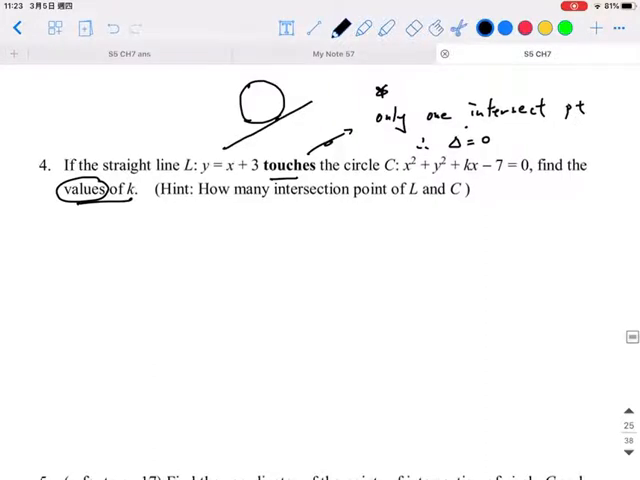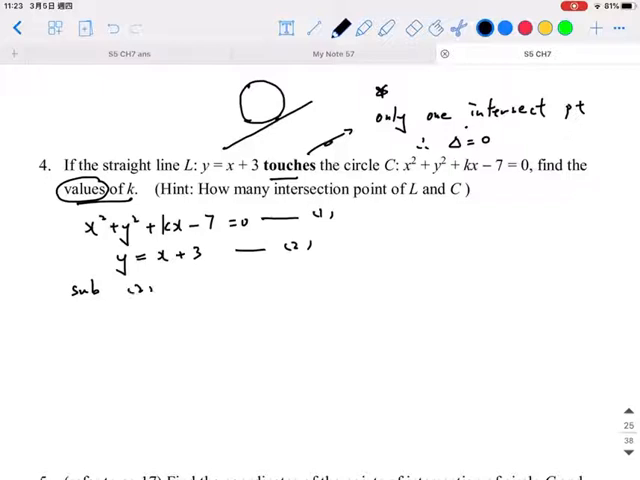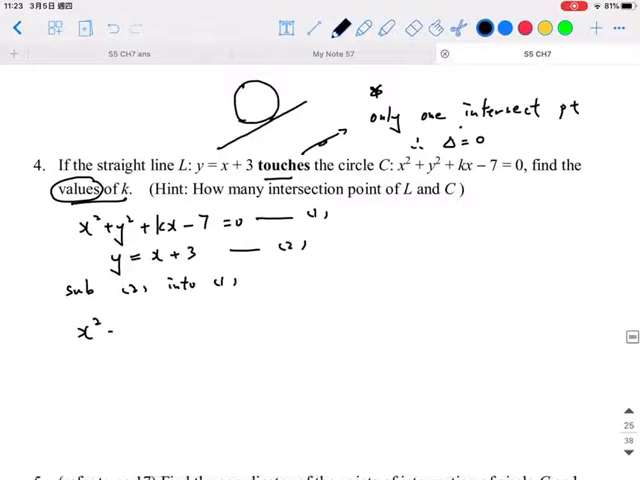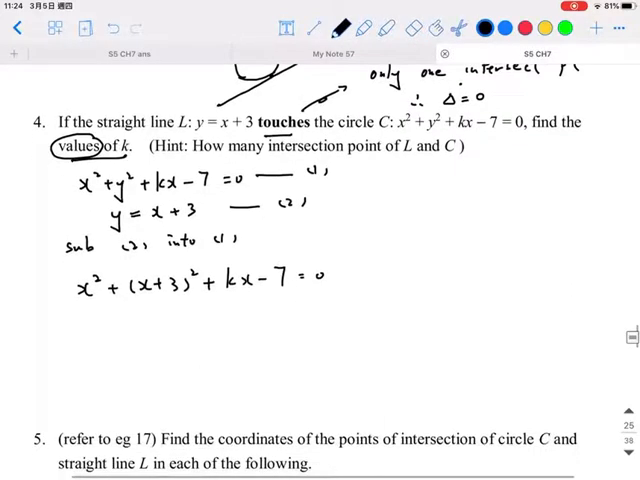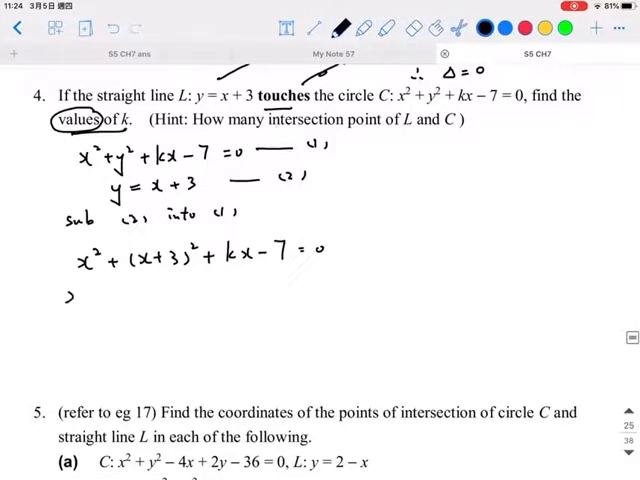So I write down the format like this, similar to before. Plus kx minus 7 is equal to 0. This is equation 1. And y equal to x plus 3 is equation 2. Substitute 2 into 1, which gives x squared plus (x plus 3) squared plus kx minus 7 equal to 0. And we remove the bracket like this.